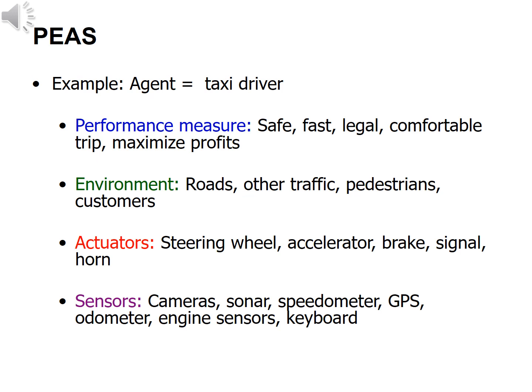The actuators that the taxi driver has at its disposal are the steering wheel, accelerator, brake, signal, horn, some kind of communication system, and so on. Regarding the sensors, they are cameras, sonar, speedometer, GPS, odometer, engine sensors, keyboard, and basically any kind of device that can give it information about the driving conditions.